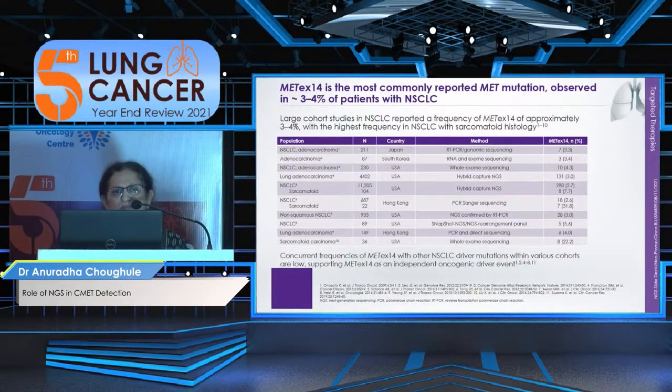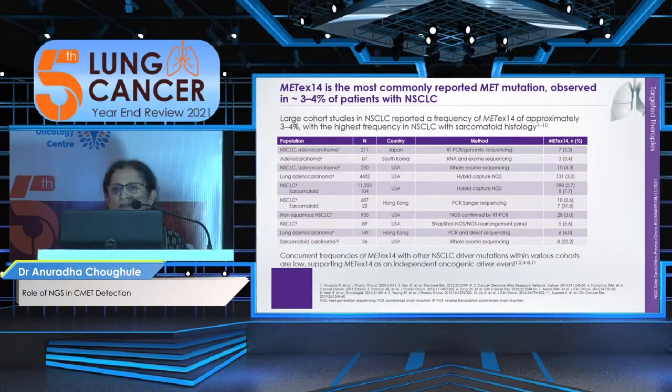In the Caucasian population, there is only 3 to 4% of MET exon 14 skipping. But since there is now a targeted therapy available, like capmatinib, it is being used as an important biomarker as per the NCCN guidelines. The NCCN guidelines also suggest that there should be testing of MET exon 14 at the RNA level as well as at the DNA level, so that none of those point mutations or fusions are missed.